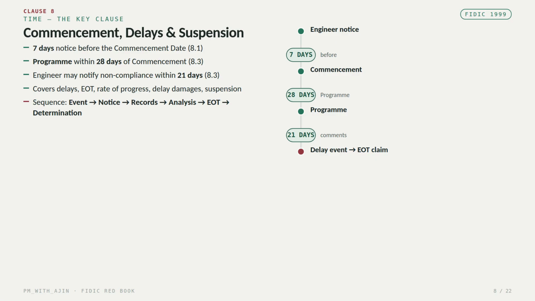Clause 8 also covers delays, extension of time, rate of progress, delay damages, and suspension. For a planning engineer, this clause is extremely important because it connects contractual events with program performance.